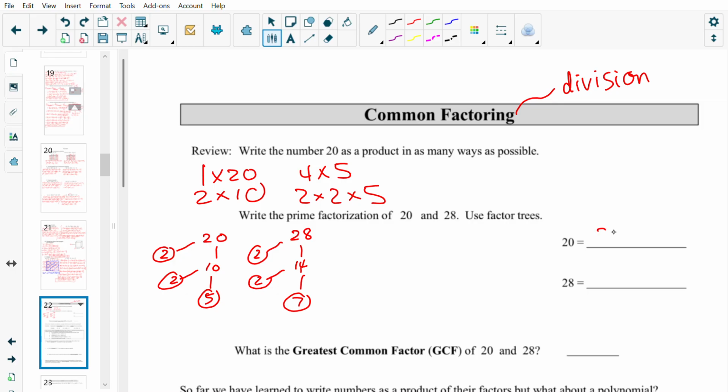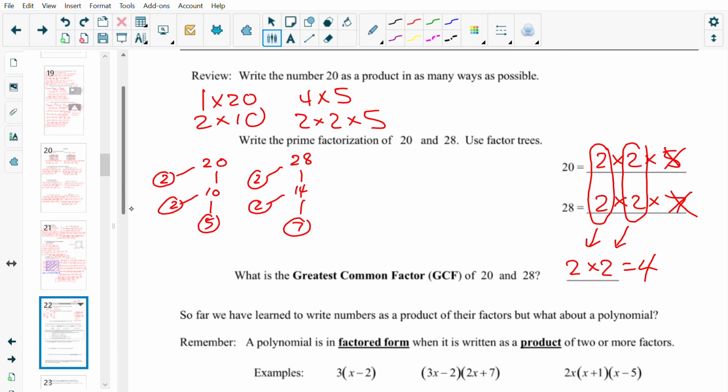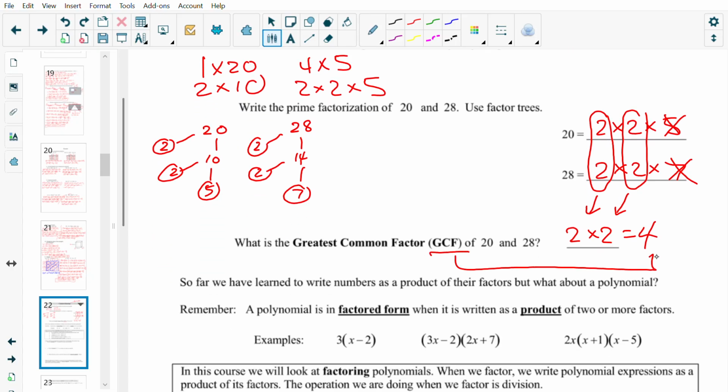20: 2 times 2 times 5. 28: 2 times 2 times 7. What is the greatest common factor, GCF, of 20 and 28? Well, remember when we did prime factorization, we look at pairs of prime factors that are the same. 2 and 2, 2 and 2, 5 and 7 are not the same. So the greatest common factor is 2 times 2, and that equals 4. So the greatest common factor of 20 and 28, GCF, is 4.